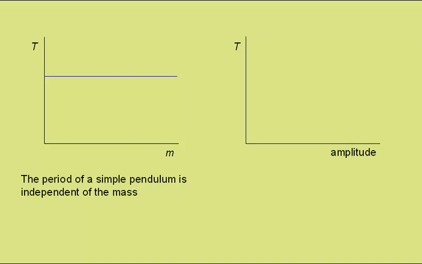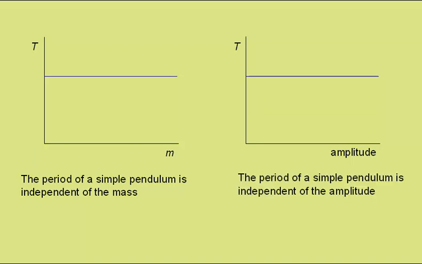If we change the amplitude and measure the time period, we also find this. The period of a simple pendulum is independent of the amplitude.